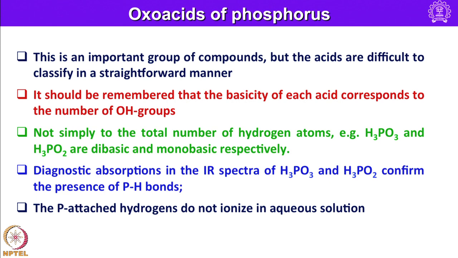In that case, we will see a characteristic 1J P-H coupling, and phosphorus attached to hydrogens do not ionize in aqueous solution. One should remember, when phosphorus is attached to hydrogen, they do not ionize in aqueous solution. Let me talk about phosphinic acid before I conclude this lecture. Phosphinic acid is H3PO2.